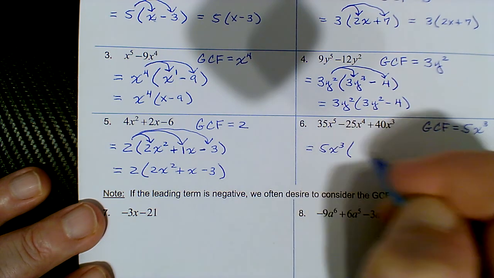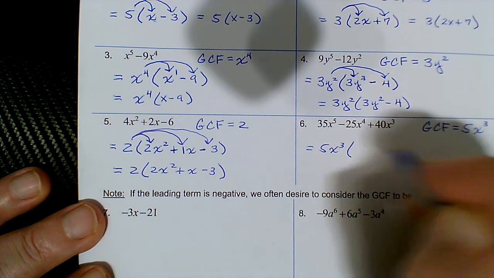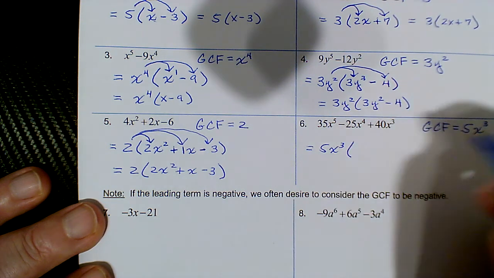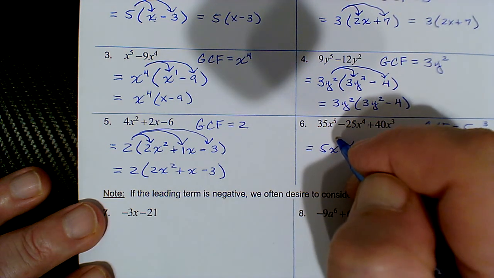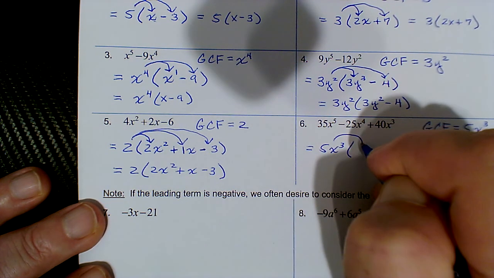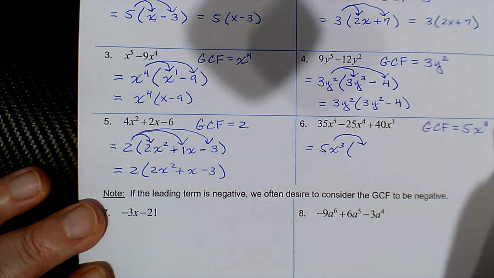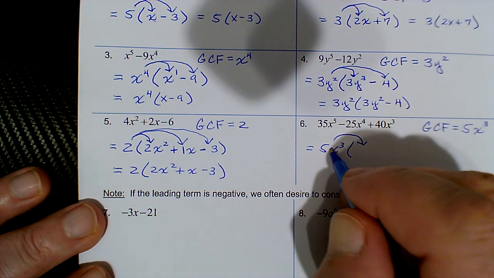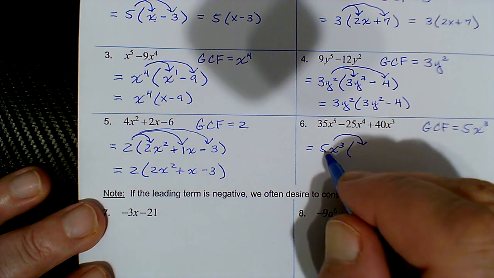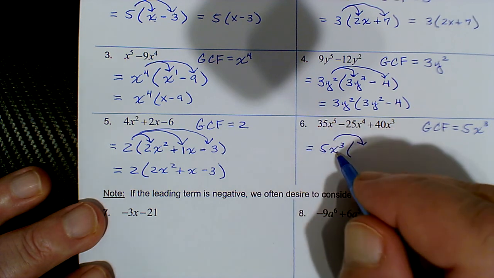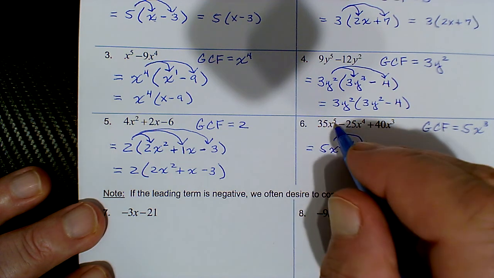We know there's going to be 3 terms in here. If you want to use the arrows as a guide, as I've been doing, or just think of it mentally, whatever you're comfortable with. But instead of multiplication, you could think of it as division. 5 goes into 35 7 times. X cubed divides into x to the fifth, x squared times.